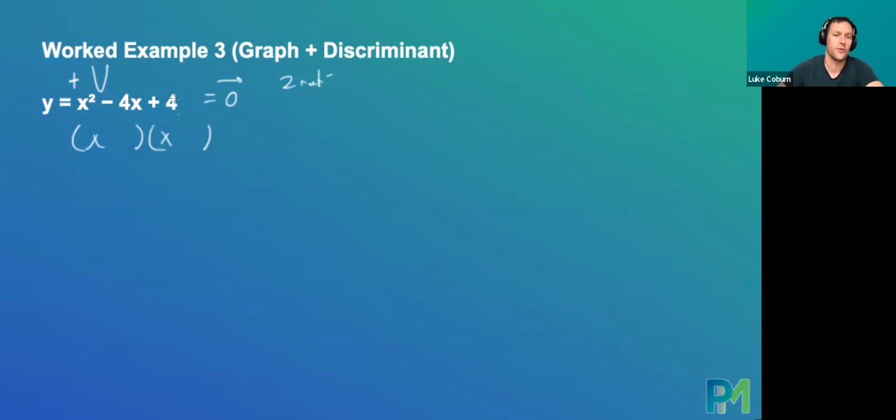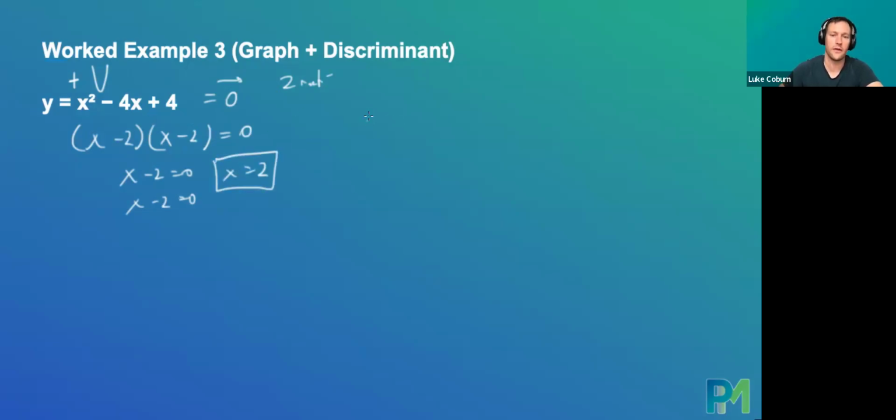X and x, 2 numbers that multiply to give us +4 and add to give minus 4. So this is -2 and -2. That will work. And it's actually a perfect square, isn't it? So that's either x -2 is equal to 0 or x -2 is equal to 0, which just tells us that x is equal to 2. The second one tells us the same thing. So we just have a single root.